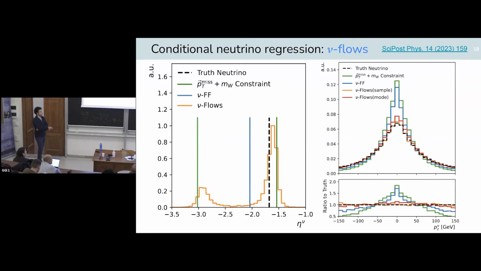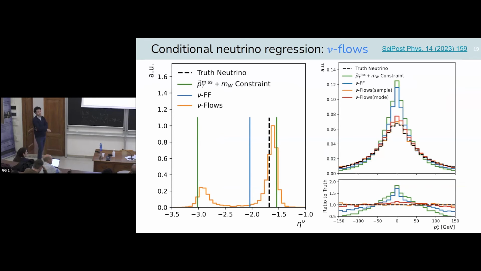You have the true value here. So this is the neutrino eta in your truth Monte Carlo. So this is what you should find. And then you have, in green, two possible solutions to your analytical equation. One of them is quite close to the truth. The other is completely wrong. In principle, you have no way of distinguishing which is which.